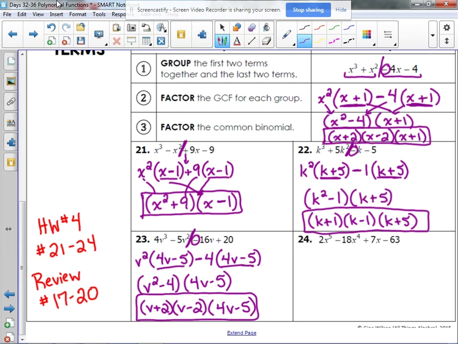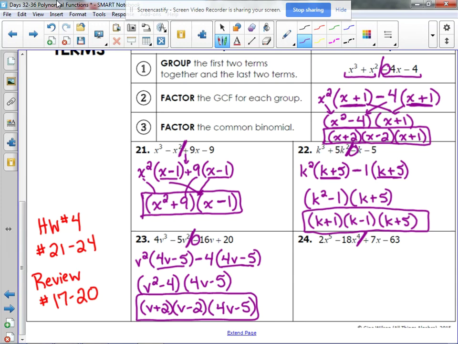Now, here's another way that you can check this. In this case, we've factored the difference of perfect squares. If you go to the step above that, if you multiply that out, b squared times 4b, 4b cubed. B squared times negative 5, negative 5b squared. Negative 4 times 4b, negative 16b. Negative 4 times negative 5, positive 20. You can at any step in this problem multiply things back out to check to see if you have the original expression. All right, one more.